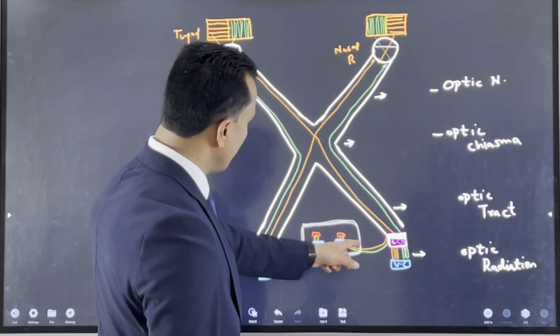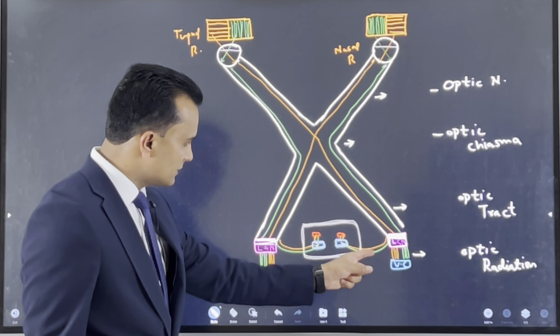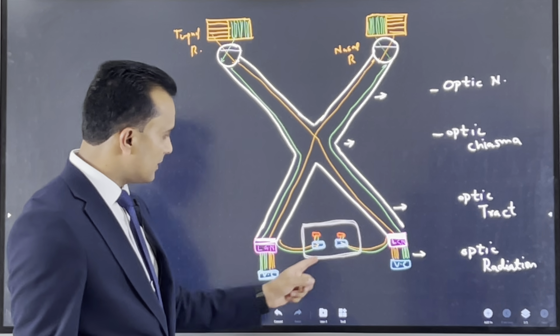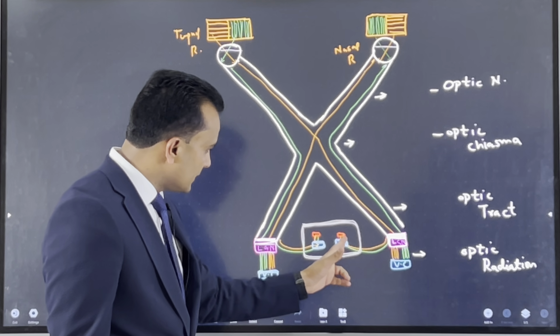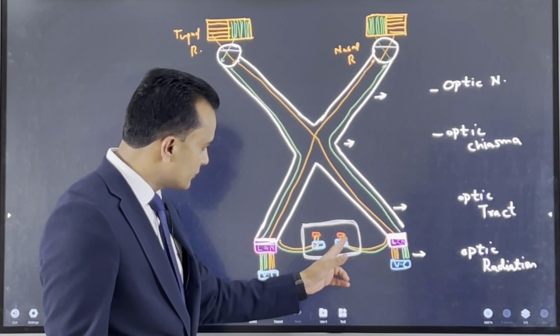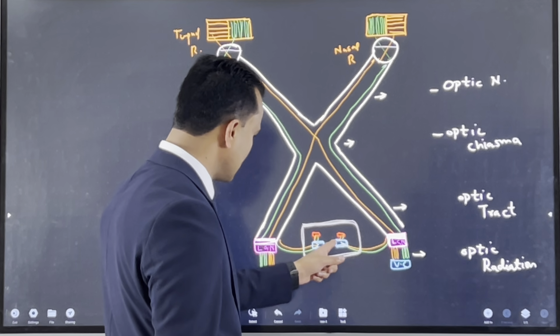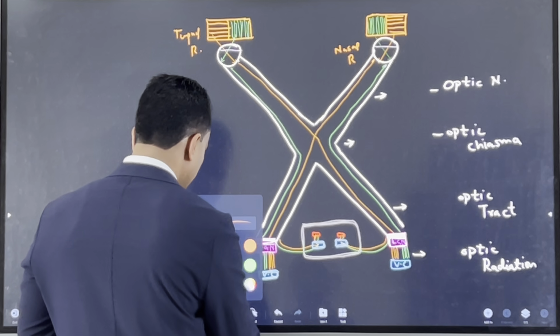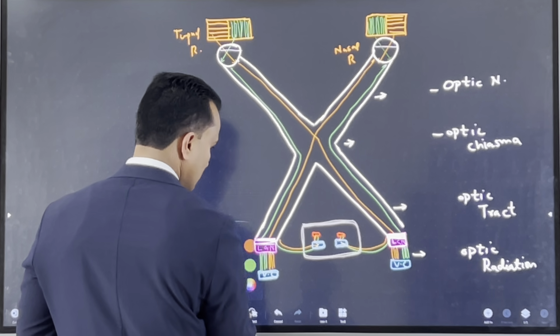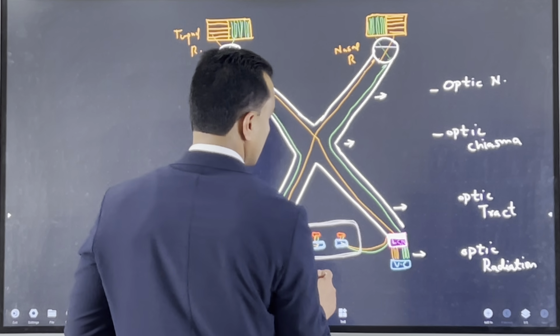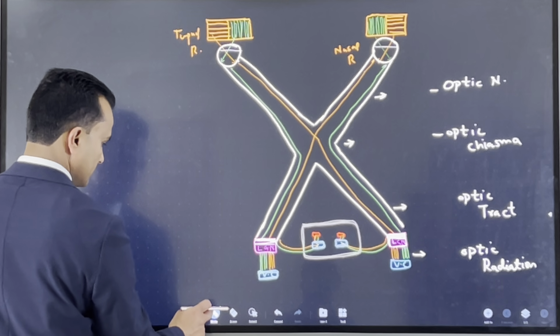Okay, so fibers from the optic tract, you can see these light fibers, will enter the midbrain and synapse with the pretectal nucleus. So this is the pretectal nucleus. I will write here: what is this nucleus? This nucleus is the pretectal nucleus.